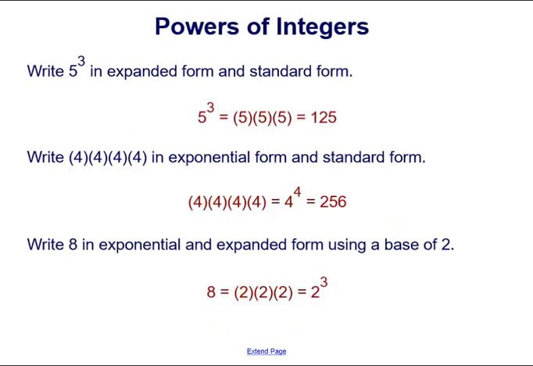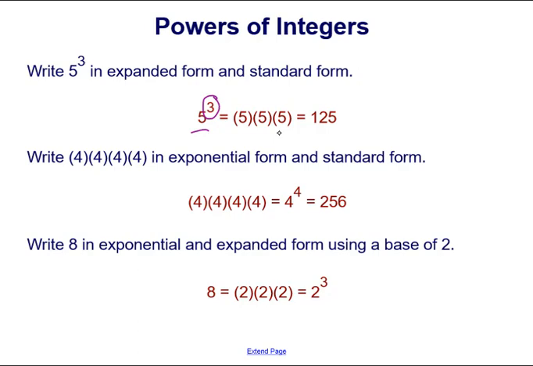So for the first example, we have exponential form of 5 to the 3rd. The exponent of 3 tells us we're multiplying that base of 5 3 times, so expanded form will be 5 times 5 times 5, and finding the product will give us standard form, so 5 times 5 times 5 is 125.